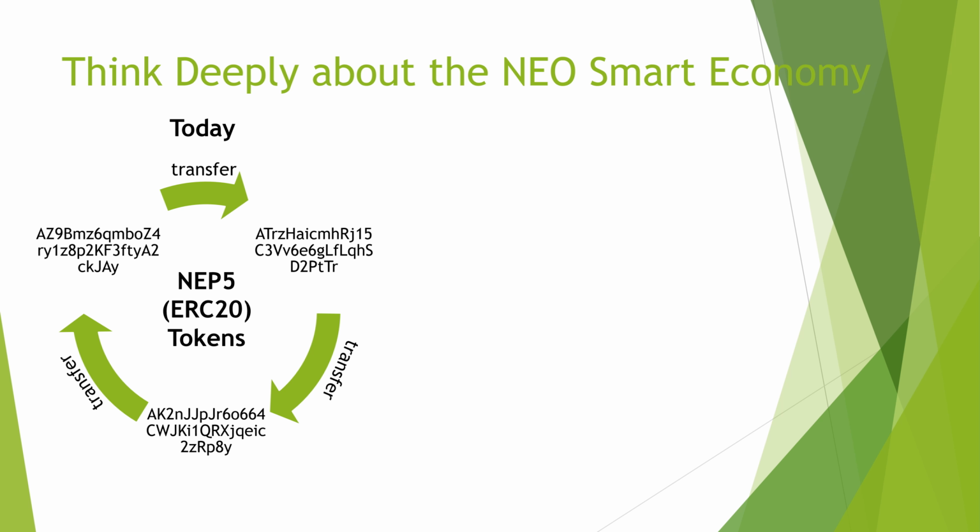Today, we have the ability to transfer tokens from one address or one wallet to another, to another, to another. Whether that be an NEP5 token on the Neo blockchain or an ERC20 token on the Ethereum blockchain. There's no inherent business value being created here. Either the value of those tokens being exchanged is spiraling up, or the value of those tokens is spiraling down. And that's the extent today, really, of the cryptocurrency market.